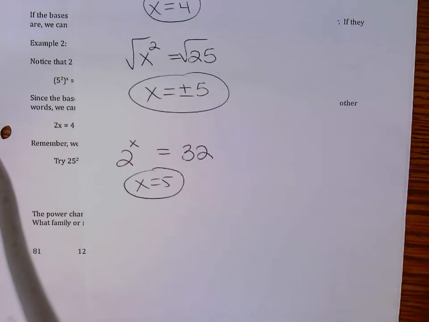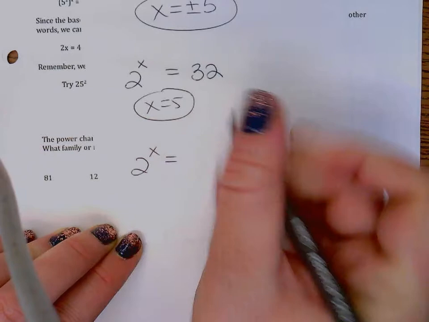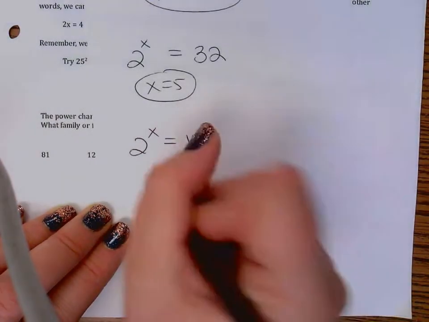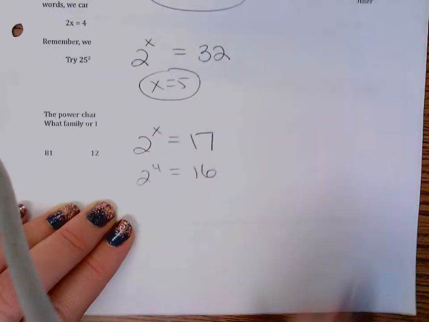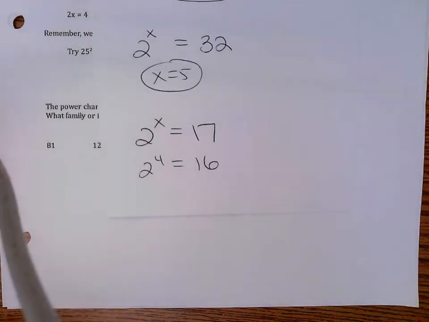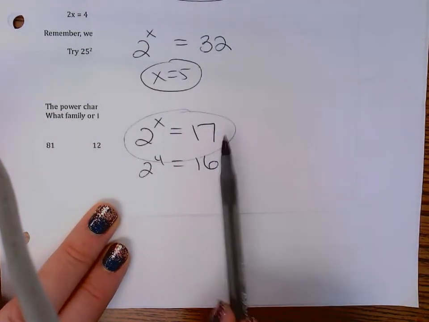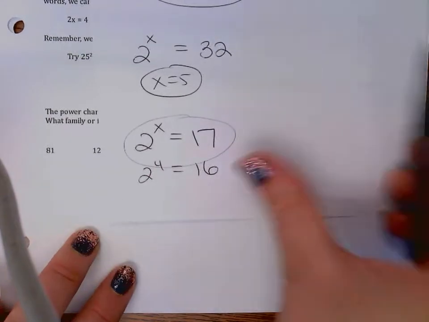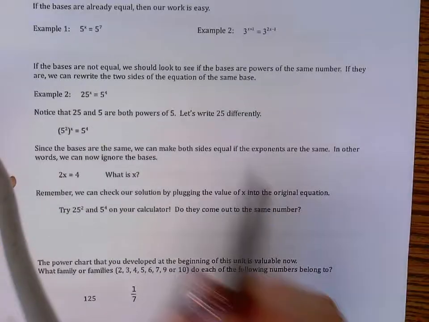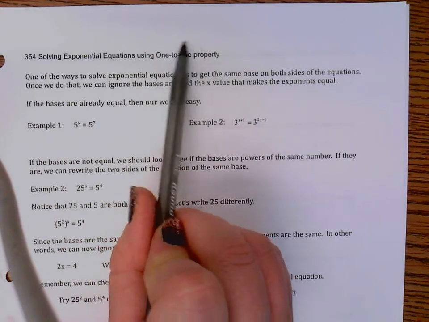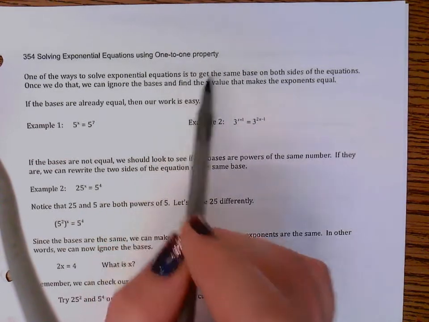So if I asked you 2 to what power is 17, I don't know the answer to that. I know that 2 to the 4th is 16, so the answer is probably 4 point something, but I don't have a mathematical operation yet to solve this. So we're working towards solving this type of problem. But today we're going to look at solving exponential equations with the one-to-one property. So it's another strategy before learning logs.